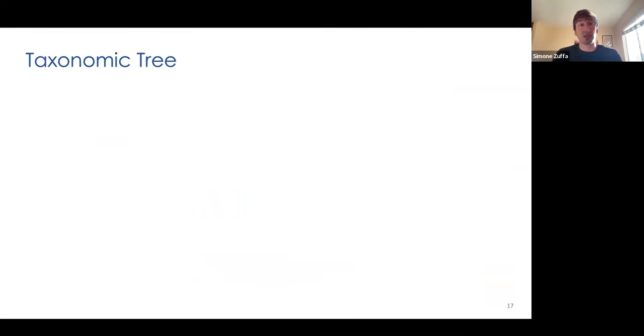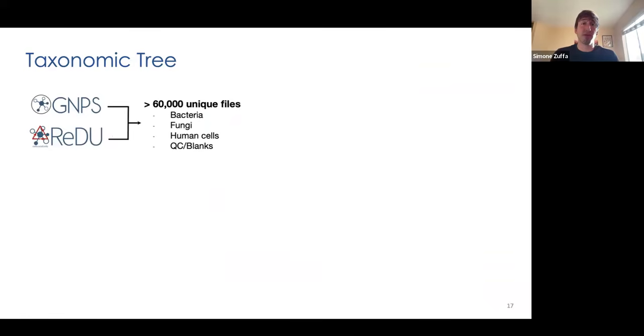What we needed next was a structure. As I mentioned before, we had 60,000 files coming from monocultures of bacteria, fungi, and archaea. We decided also to add human cell lines and QC and blanks in order to use them as negative controls when doing your searches. And with the metadata that we were able to find associated with these files, we were able to extract more than 2,000 unique NCBI IDs, which are IDs that represent a specific taxon in the ecological world.